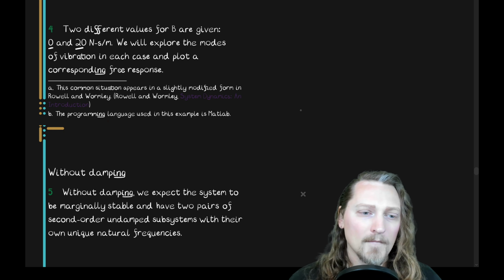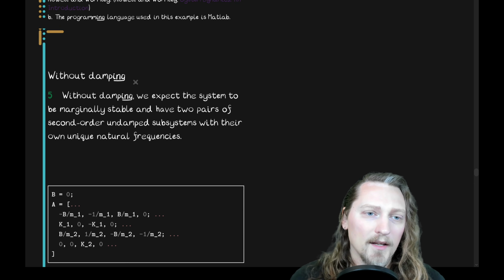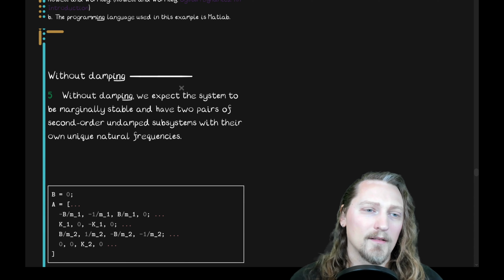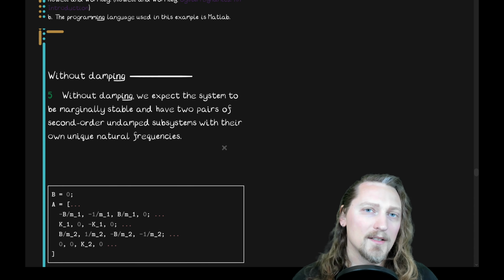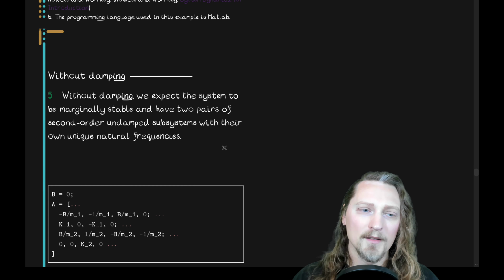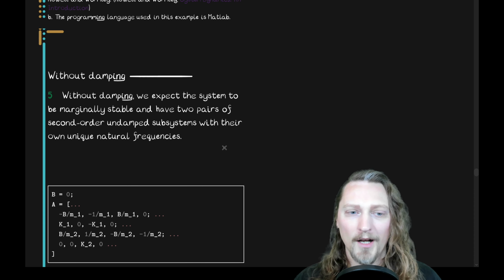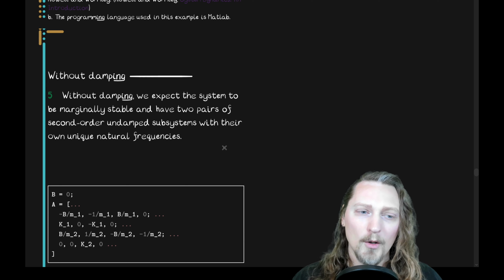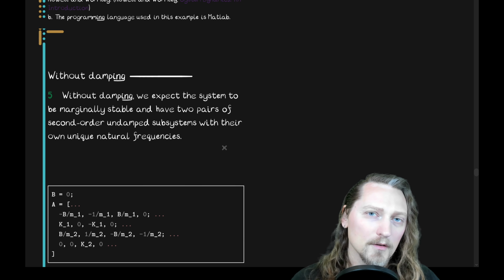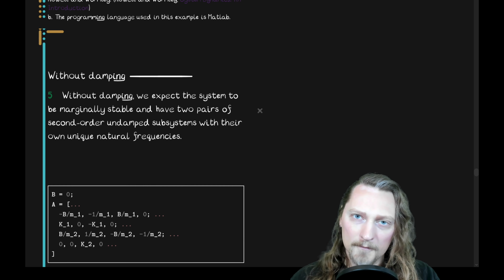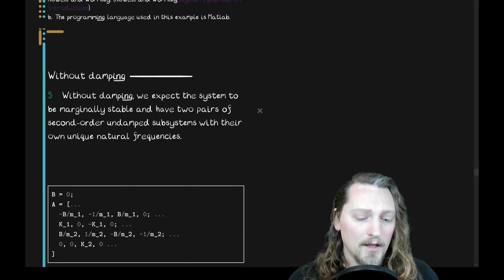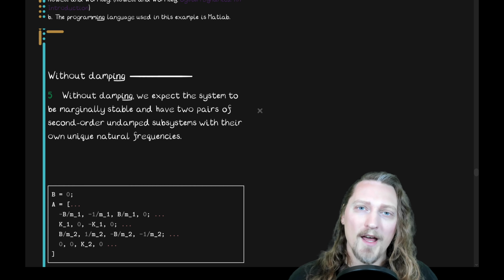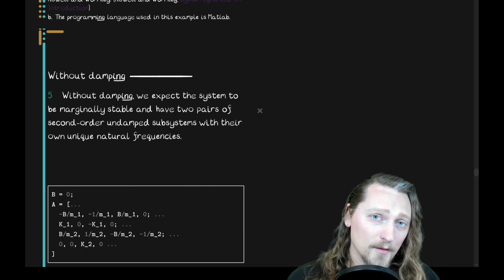All right. So the first case, without damping. Without damping, we expect the system to be marginally stable and have two second-order undamped subsystems with their own unique natural frequencies. Remember, higher order systems above second order, you can think of them as being comprised of subsystems that are first and second order.